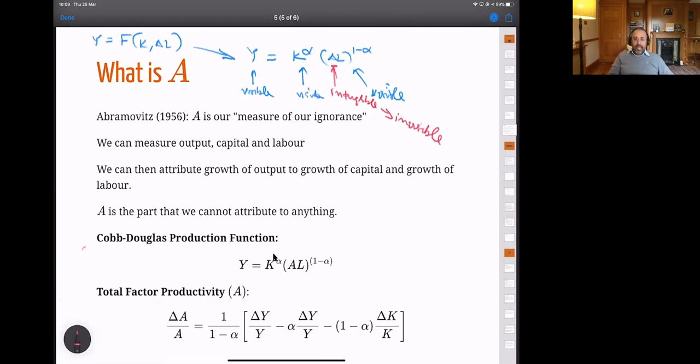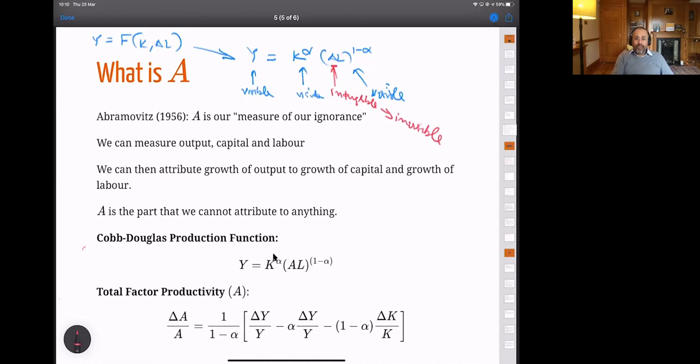Now, what is A? At the beginning of the course, I gave you a really simple idea that A was anything that affects labor productivity. But that's a good way to get started, so that you understand what's happening in the Solow growth model. But that's not the complete answer. It's a bit of a simplistic answer, which gets you started.